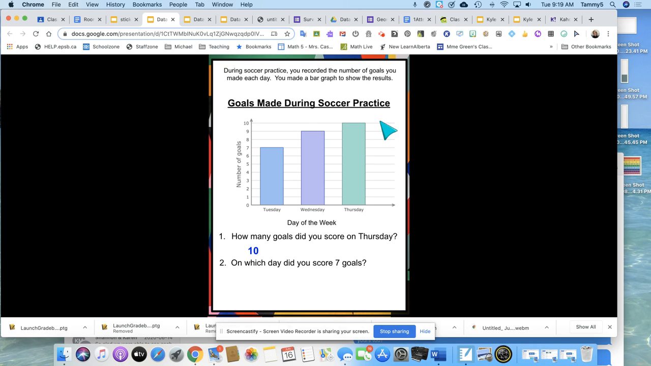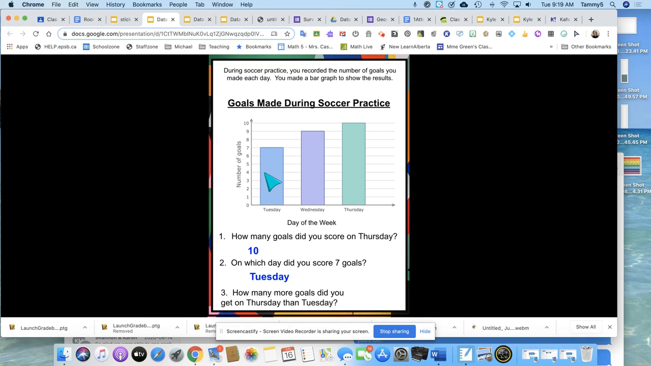On which day did you score 7 goals? So we look, actually now, this is a little bit different of a question, so it's kind of going backwards. It's giving us the result of the data, and then we have to figure out basically what we're looking at for which day of the week. So we're looking at 7 goals, go across, that's easy. It was Tuesday that we scored 7 goals.